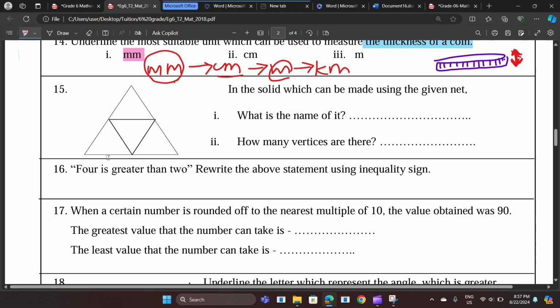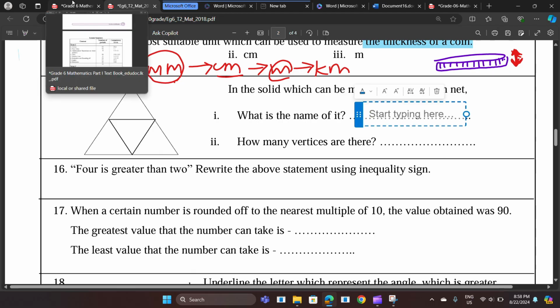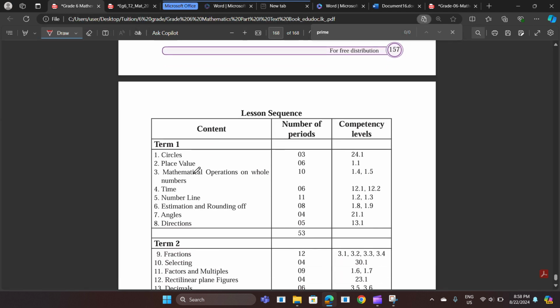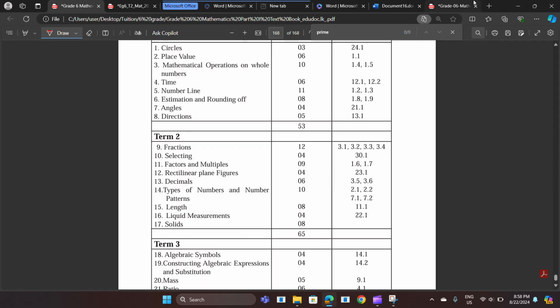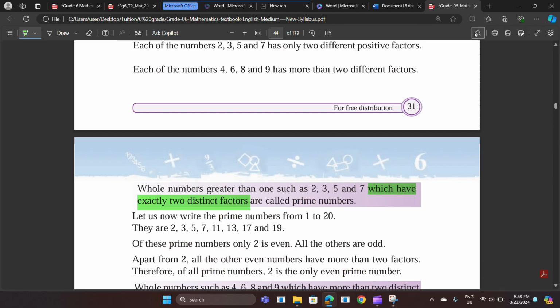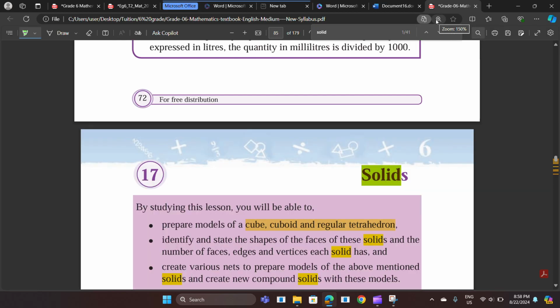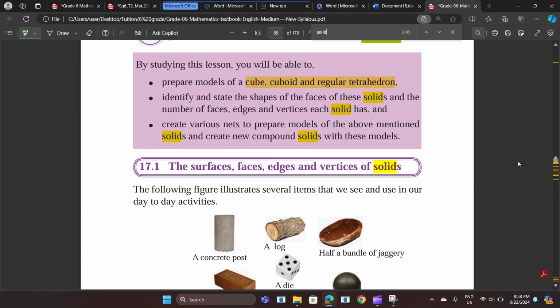Let's move to the 15th question. Which solid can be made using the given net? Okay, this question is easy because we have discussed this. What is the name of this solid? Do you remember? This one.